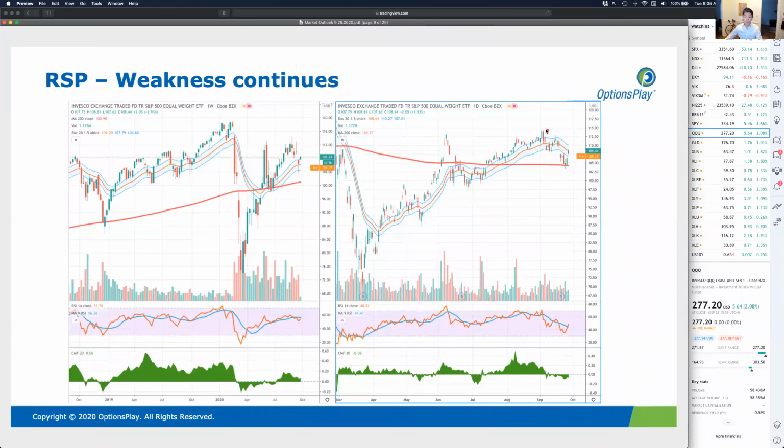If we look at RSP, which is the equal weight S&P 500 index, we basically see the exact same downtrend starting to form. Haven't seen a breakout here above this level. We would have to get back above that 112 and a half level for this bullish trend to resume here.